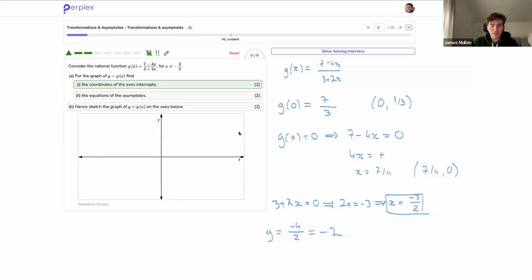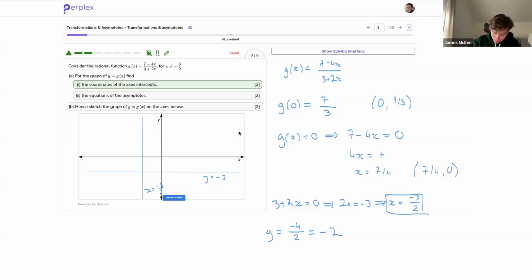So now we want to sketch the graph of y is equal to g of x. So let's put down everything I know. I'm going to have a vertical asymptote here at x equals negative 3 over 2. Then I'm going to have a horizontal asymptote here at y is equal to negative 2. So let's label those. And just for the sake of drawing the sketch a bit better, I'm going to draw the line y is equal to minus 2 here. So y is equal to minus 2, x is equal to negative 3 over 2.